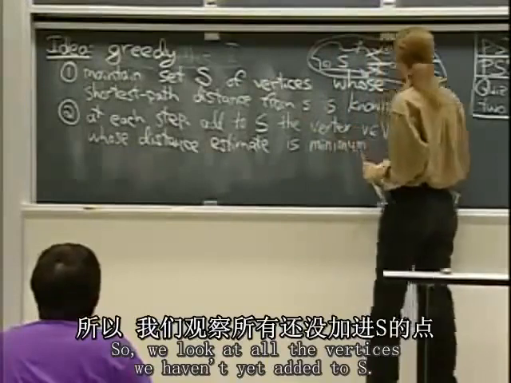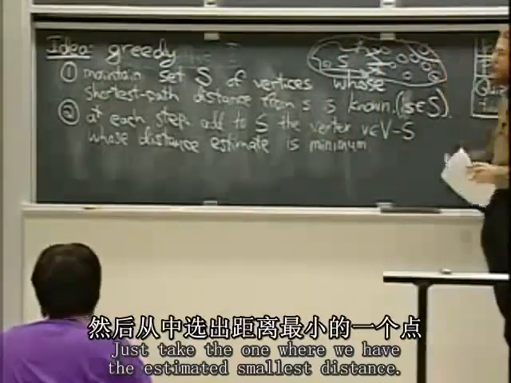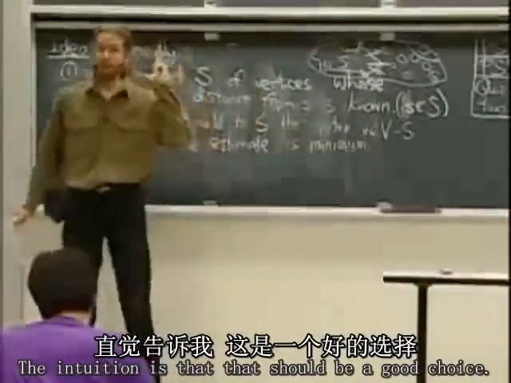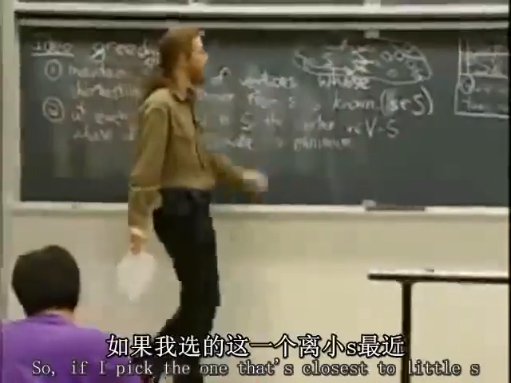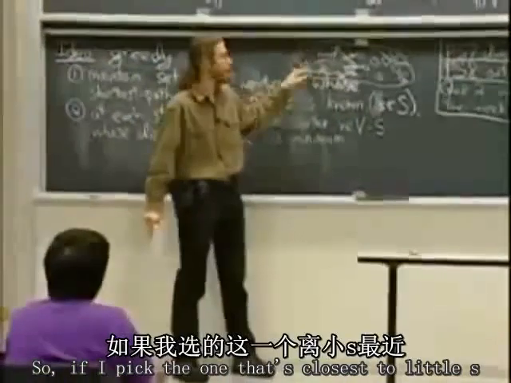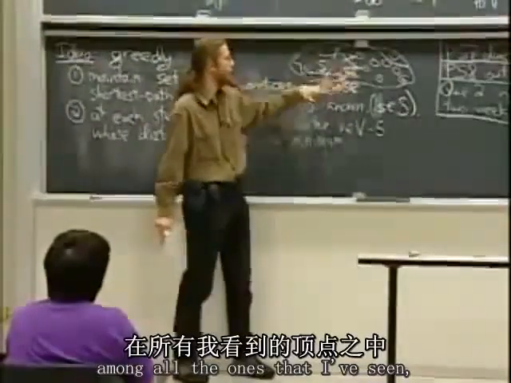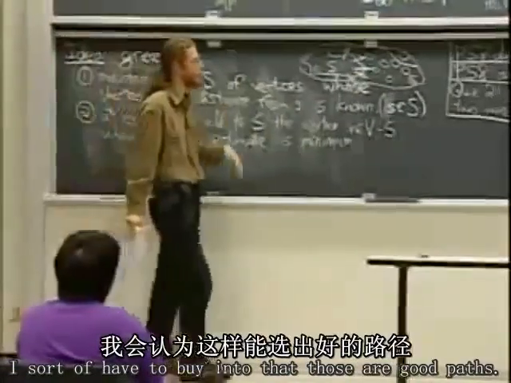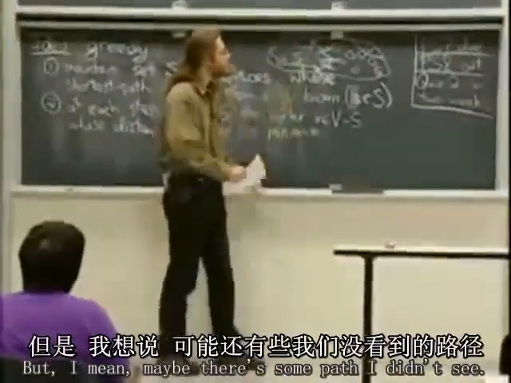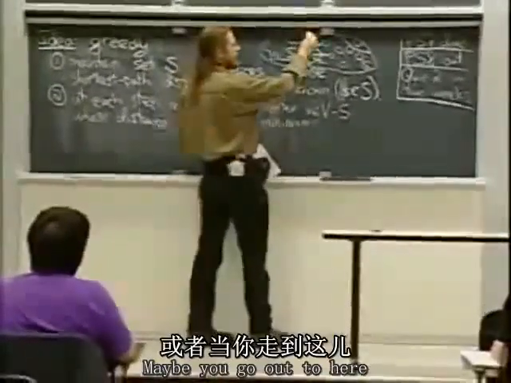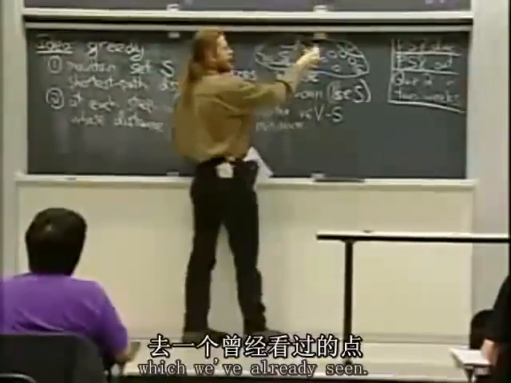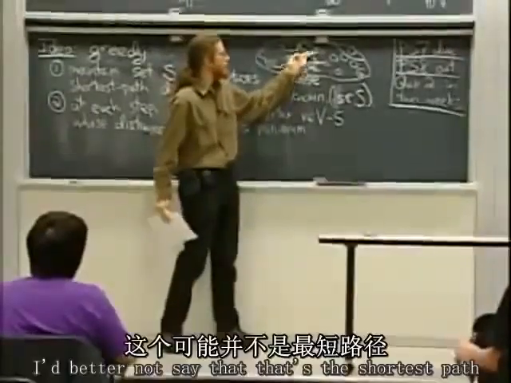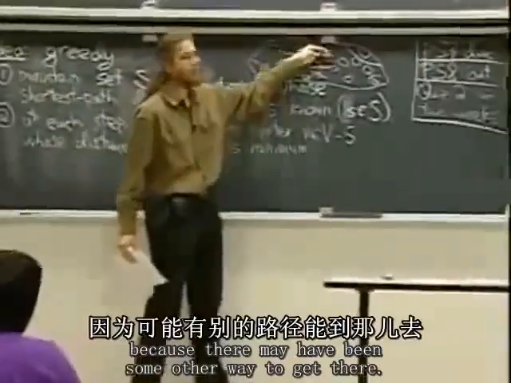So we look at all the vertices we haven't yet added to S. Just take the one where we have the smallest estimated distance. The intuition is that that should be a good choice. Because if I pick the one that's closest to S, closest to little s, among all the paths that I've seen, I sort of have to buy into that those are good paths. But maybe there's some path I didn't see. Maybe you go out to here, then you take some other path, some vertex which we've already seen. The worry is, well, I better not say that that's the shortest path because there may have been some other way to get there.